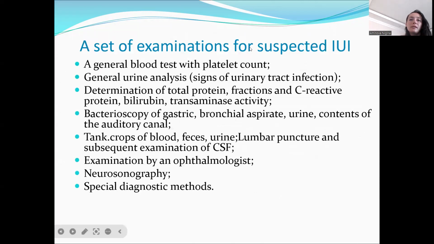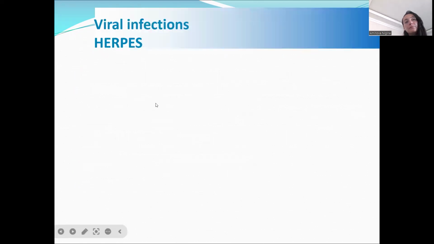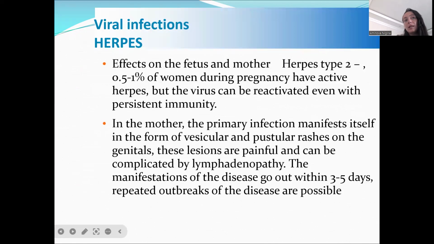And what about the examination for suspected intrauterine infection? A general blood test with platelet count, general urine analysis, determination of total protein fraction, C-reactive protein, bilirubin, also enzymes of the liver, also neurosonography, examination by an ophthalmologist, bacterioscopy, and special diagnostic methods. What about viral infections like herpes? Effects on the fetus and mother.